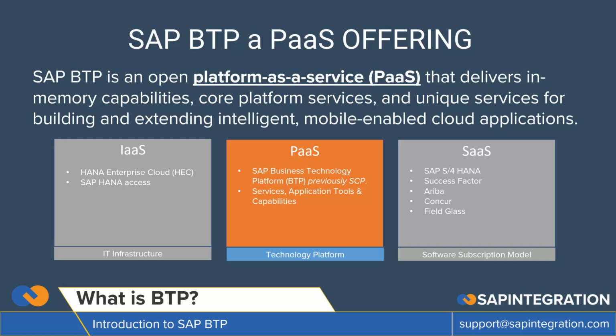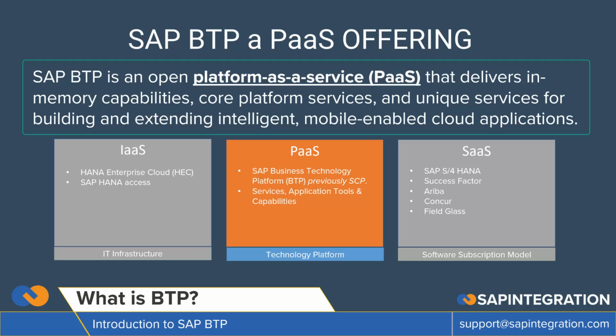So now let me read the definition. SAP BTP is a PaaS offering. That's what we know from the cloud service models. That's the positioning of SAP BTP, which has in-memory capabilities. And in-memory capabilities, if you know what HANA is, SAP BTP is basically powered by HANA. So that's why it has all these in-memory capabilities.